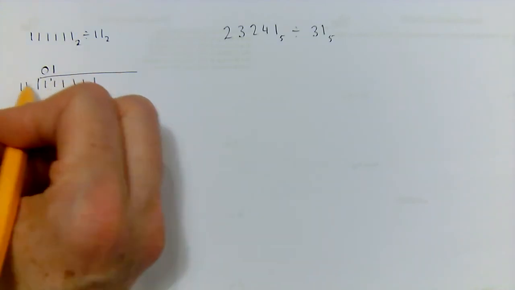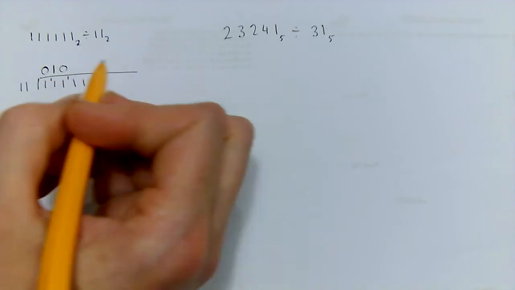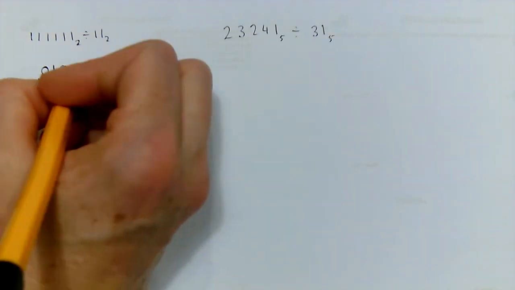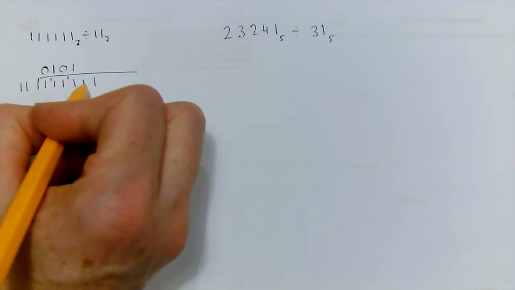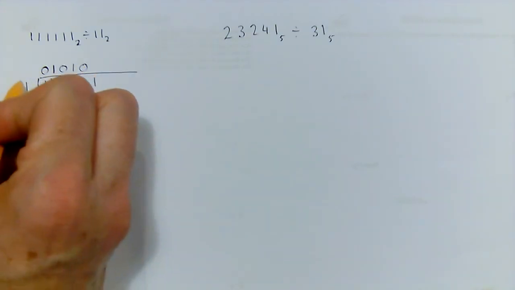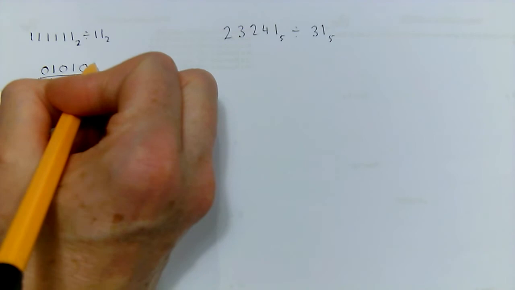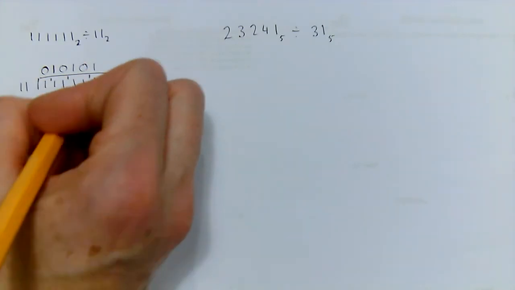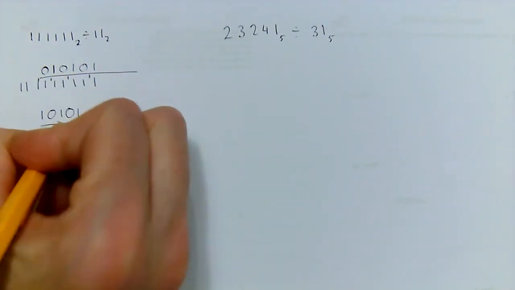So we do it again. How many 1s go into 1? None. Remainder 1. How many 1s go into 1, 1? 1. Remainder 0. How many 1s go into 1? None. How many 1s go into, it'll be 1, 1, 1. So our answer is 10101 base 2.